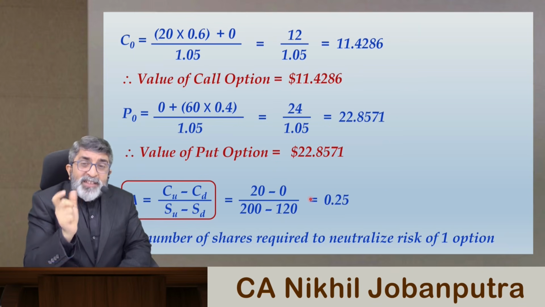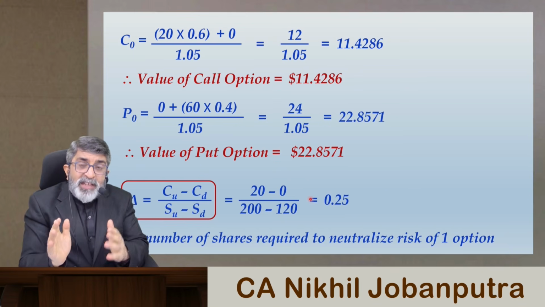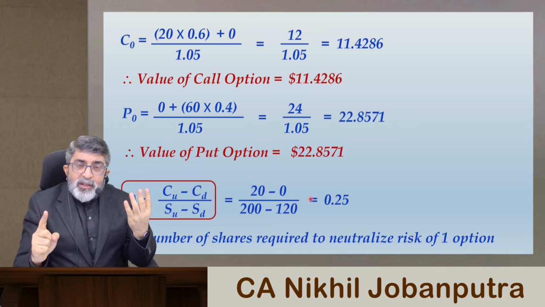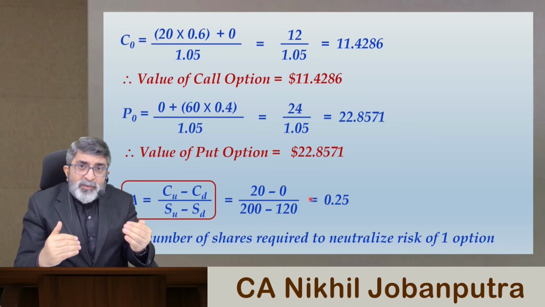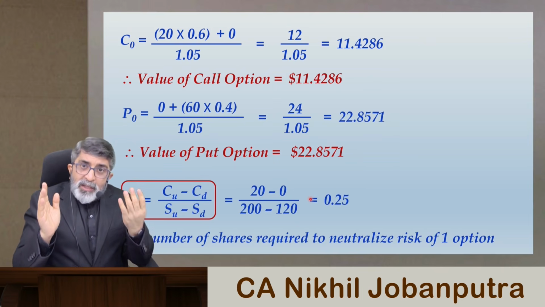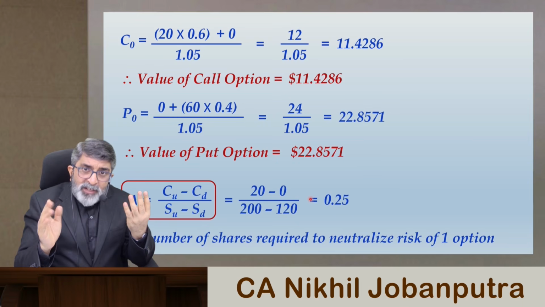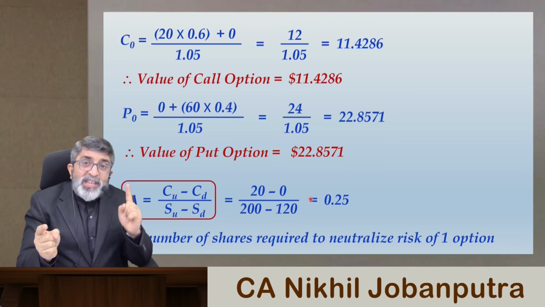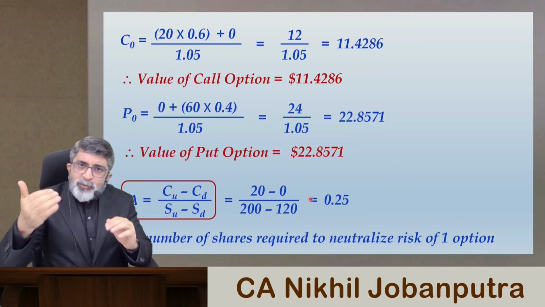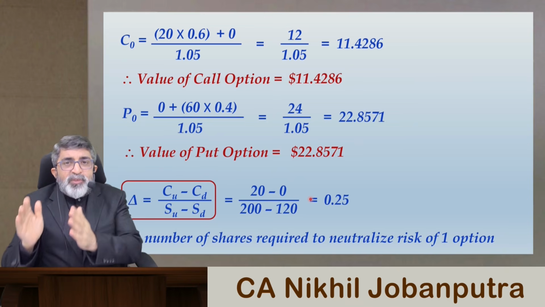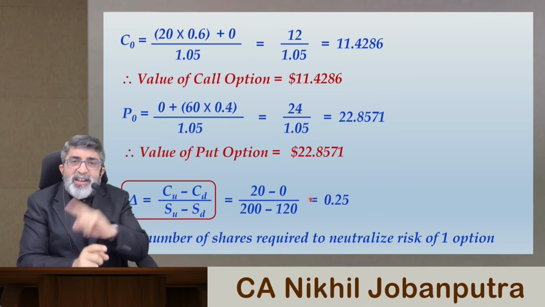What does that 4 signify? That signifies that you will need 4 call options against each share. So when you transform this logic to delta hedging, imagine if you need 4 call options against one share, how many shares will you need against each call option? The answer is 0.25, that is 1 by 4. So if it is 4 call options against each share, there will be 1 by 4 share against each call option.